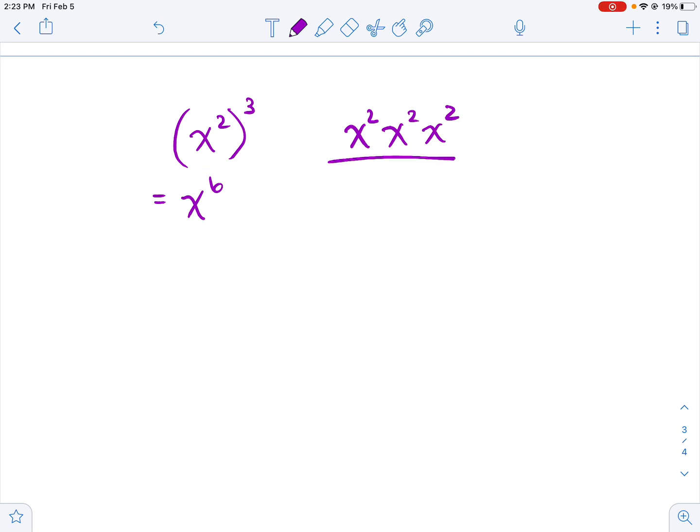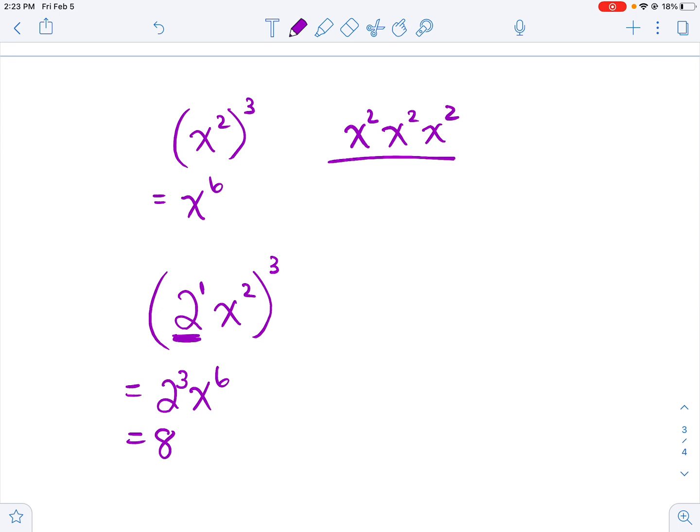So that makes sense. And even if you have a number in here, like 2x squared to the power of 3, everybody forgets about this guy. But he has an exponent too. He has an exponent 1, and you have to multiply that exponent 1 by the 3. So 2 to the power of 3, x to the power of 6. And then you can simplify: 2 to the power of 3 is 8, and x to the power of 6. So don't forget about these guys. They're numbers, and they're included in the power of a power thing.